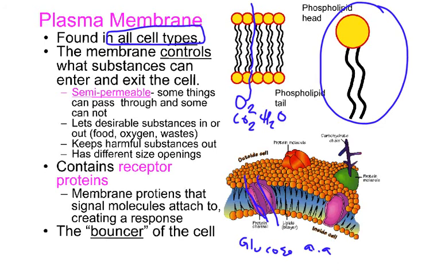Also contained in the membrane, or actually sticking out of the membrane, are things called receptor proteins. These are accessory proteins that stick up out of the membrane, and their job is to receive signals from other cells. So, receptor proteins.